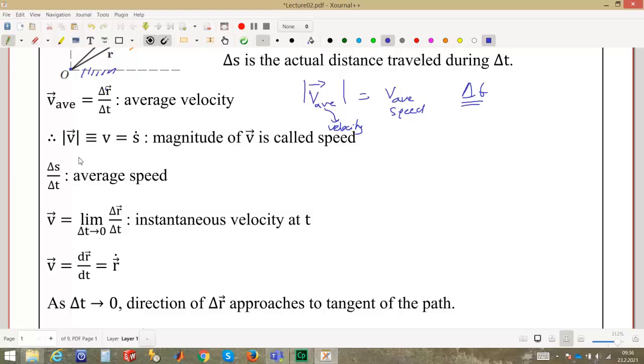And if the velocity is instantaneous velocity, then that speed will be equal to s dot. S is our path parameter. Okay, so s dot in that case would be the speed of the particle. And if delta t is infinitesimally small, then we get this derivation as dr over dt, and then we get the instantaneous velocity at time t.